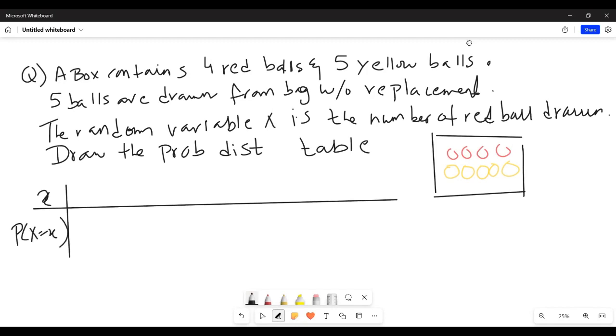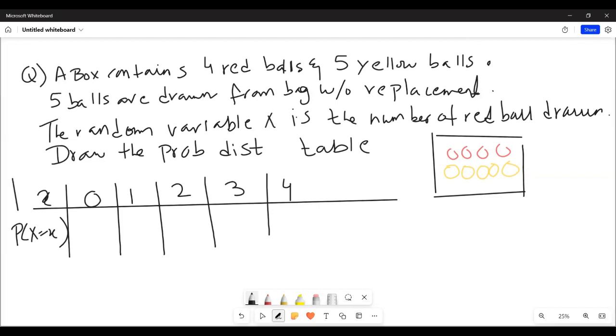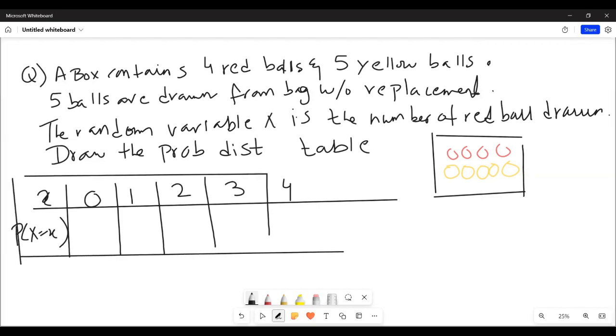So x is the number of red balls drawn. So there is a possibility that no red ball is drawn. All 5 balls drawn are yellow. There's a probability that one red ball is drawn. The remaining 4 balls are yellow. There's a probability that 2 red balls are drawn and the remaining 3 balls are yellow. Similarly, 3 red balls are drawn or 4 red balls are drawn. No more than 4 because there are a total of 4 red balls only. So you can't draw more than 4 red balls.